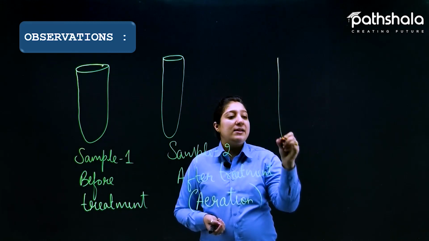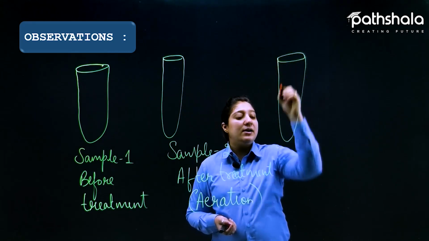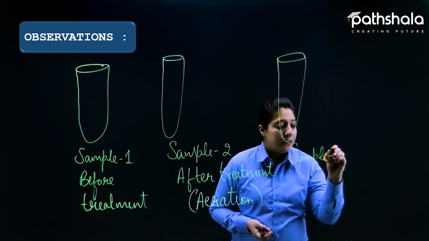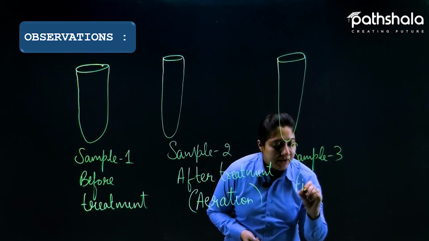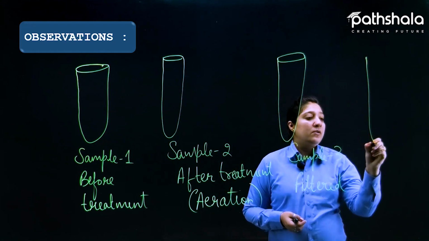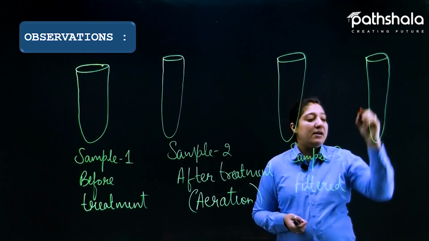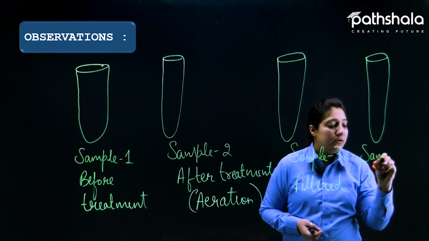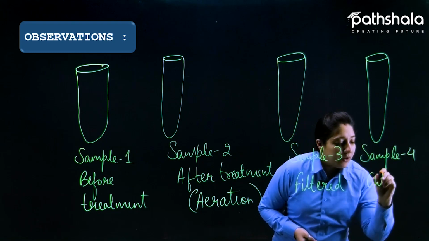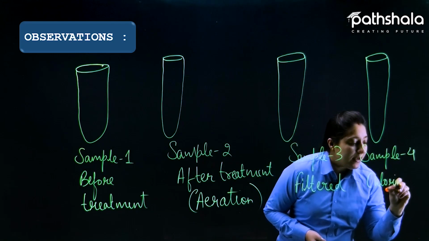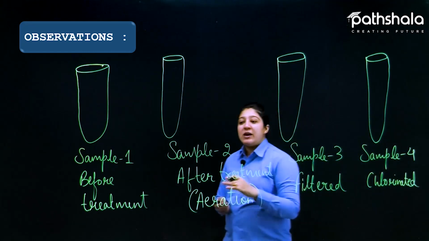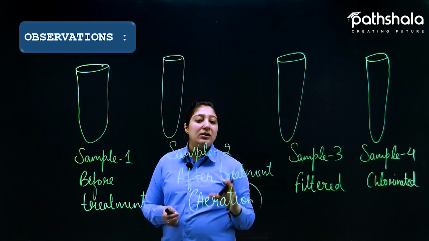Then we took a third sample, that is our sample 3. We named it as sample 3, filtered. And at last, with proper treatment, we have collected our sample 4, which is named as chlorinated. So these were the 4 test tubes which we have kept aside after performing all the steps.